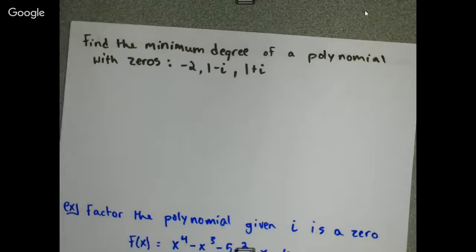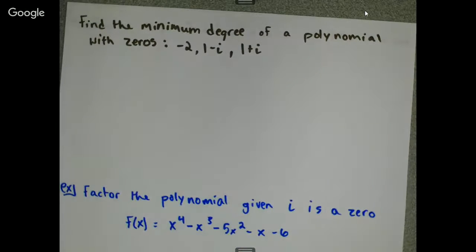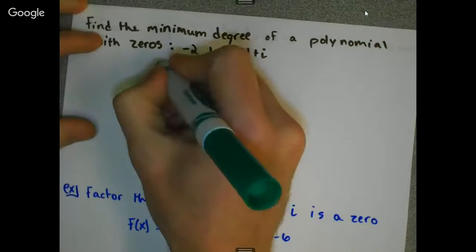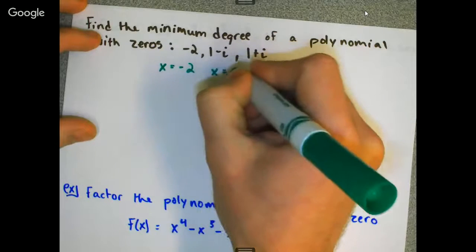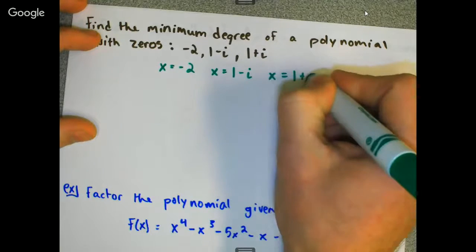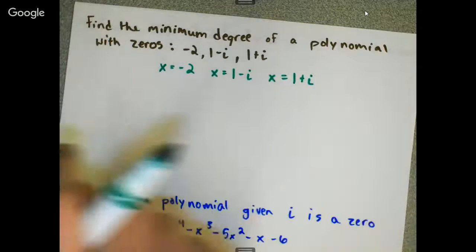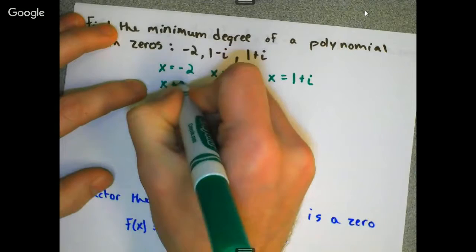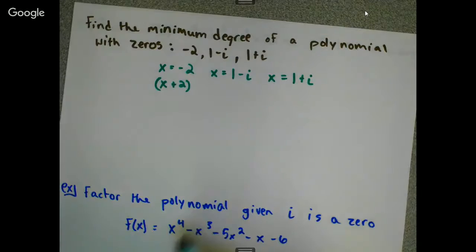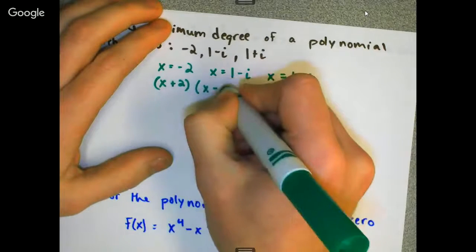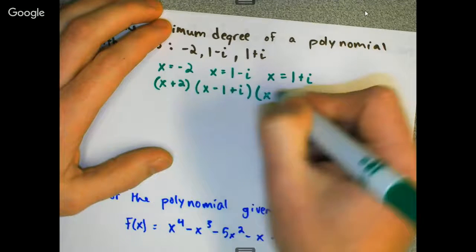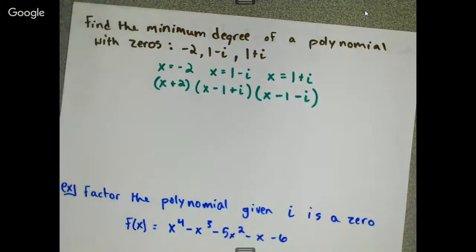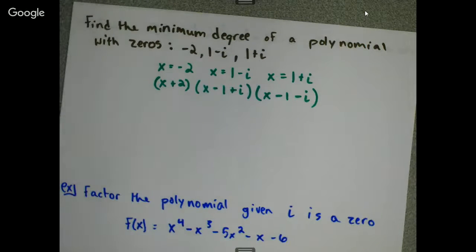So find the minimum degree polynomial with zeros given. Okay, so we did this a couple sections ago. And if those are my zeros, we'll say that x equals negative 2, x equals 1 minus i, and x equals 1 plus i. You have to make sure here that you've got your conjugate, though, which I do. Okay, so now we'll say x plus 2 is one of my factors. Then we can say x minus (1 plus i), x minus (1 minus i), like so. And now all we have to do is multiply it all out.